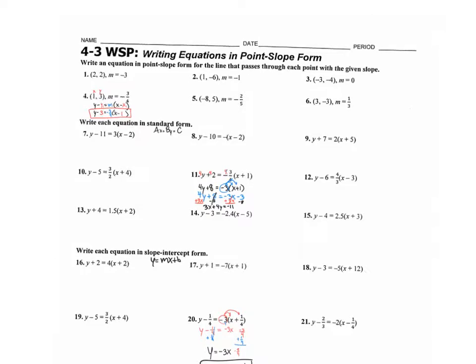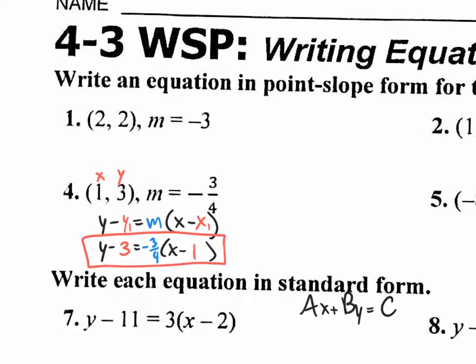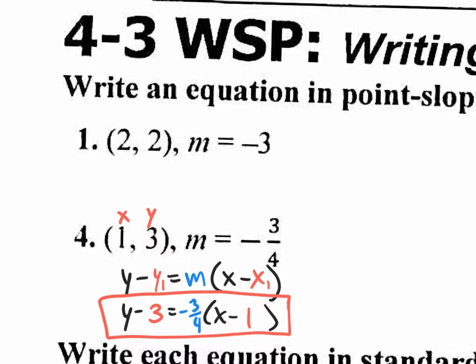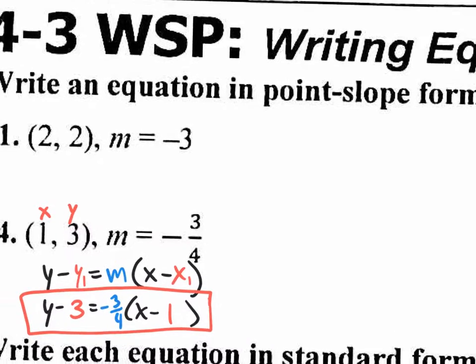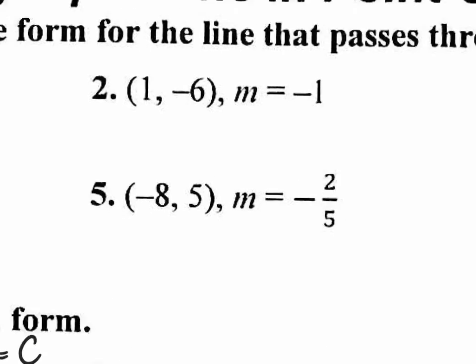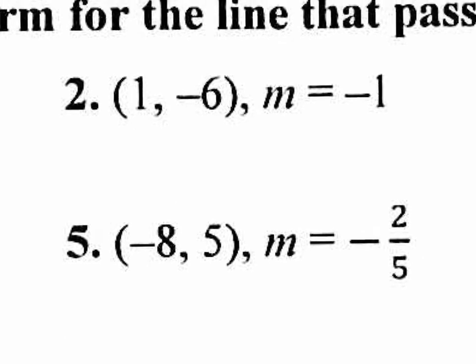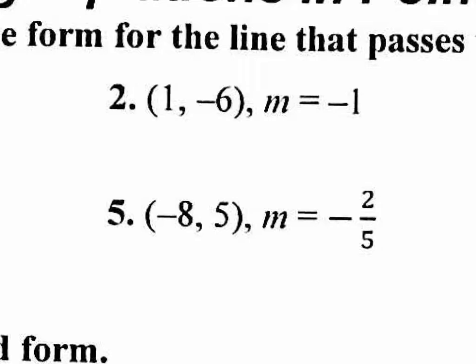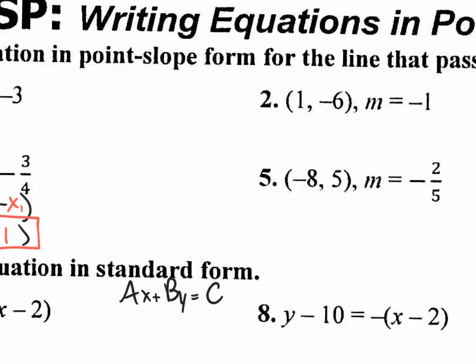So there are several videos already made today. The previous video shows 4.3 WSP odds. On this one, we're going to be explaining the even ones. So number 2, especially on the first section, they're asking for you to write it in point slope form.